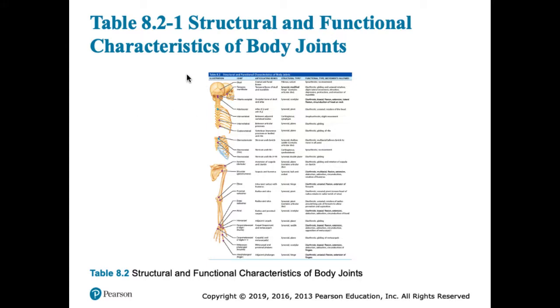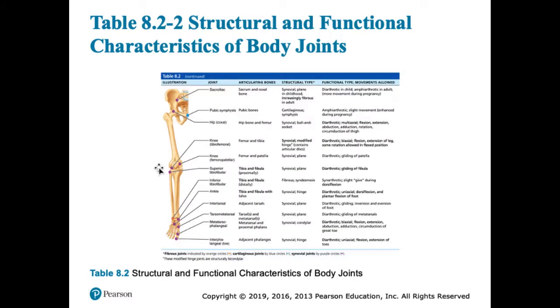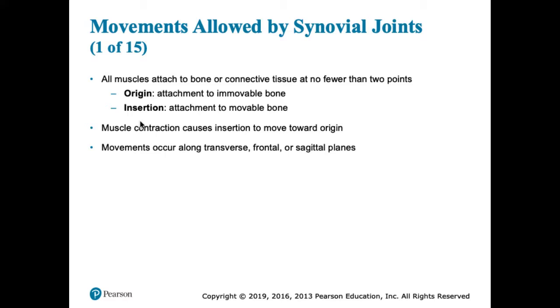These are just the structural and functional characteristics of the body joints. Make sure you read through that. Of course, it's a larger image in your e-text, so make sure to go through each one of those. Of course, this continues on to show you the structural and functional characteristics of each of those body joints, so make sure to review those as those are important.